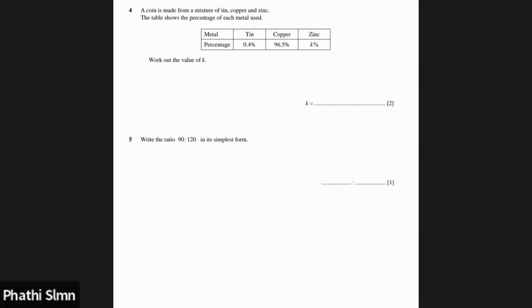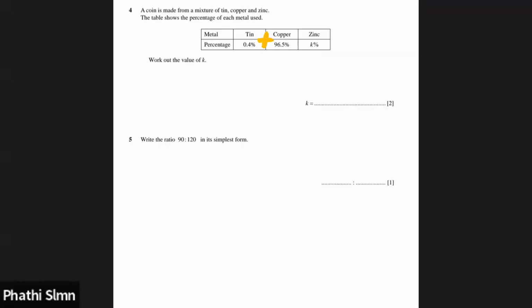Can we calculate quickly how we get our K? What's the value of K there? It's 96.9. Don't you subtract from 100? You add and then subtract. Is it not 3.9? Did you get 3.9? Yes. Okay, let's do it together.